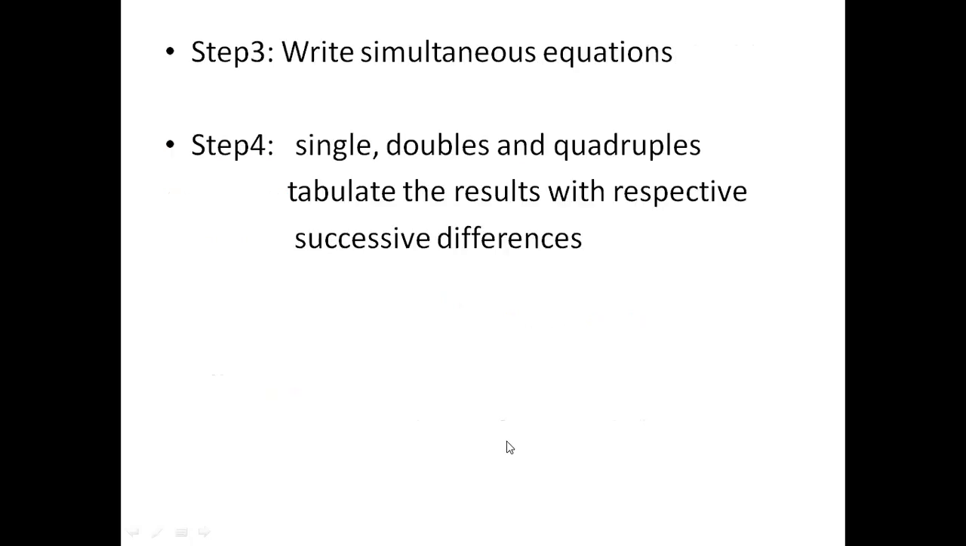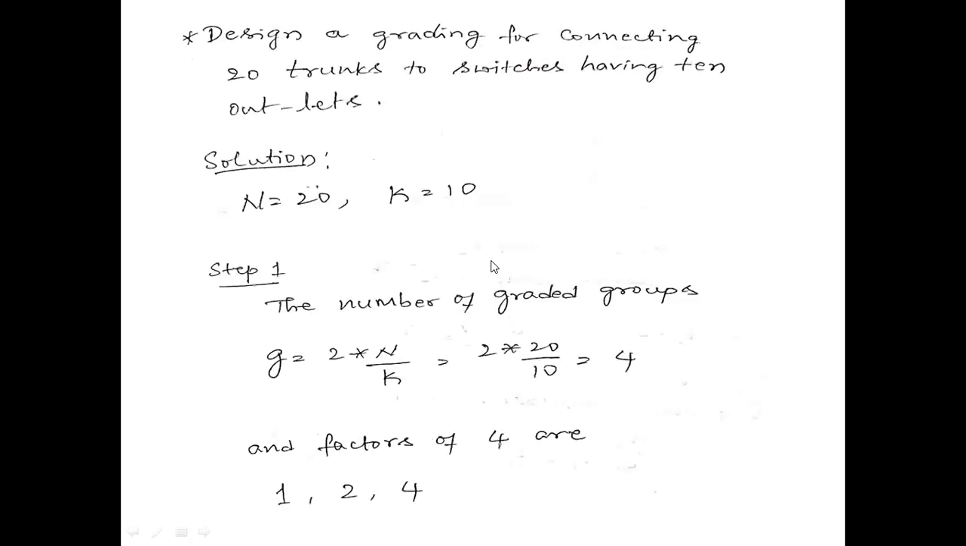So the third step is to write the simultaneous equation, and the fourth step is to find the number of singles, doubles, and quadruples, or in this case commons. This depends on how many variables are unknown that you are supposed to find out. It depends on the G value that you get from the calculation. Then tabulate the results with respect to the successive difference. We'll see what the successive difference means. So let's look at a problem.